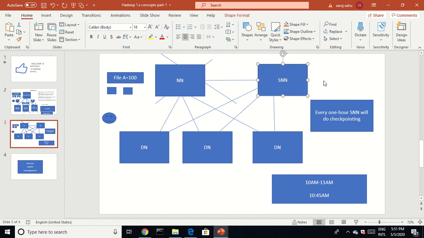But here the secondary name node is only doing the checkpointing. It is not a hot backup, it is a cold backup. So this way I can mitigate the issue a little bit when the name node goes down. Okay, that is one point.